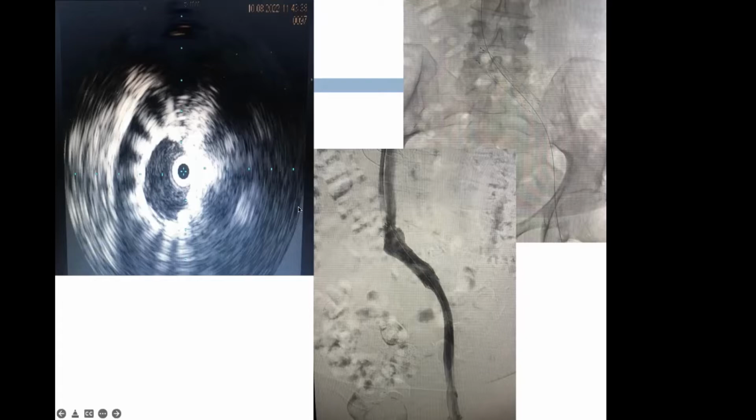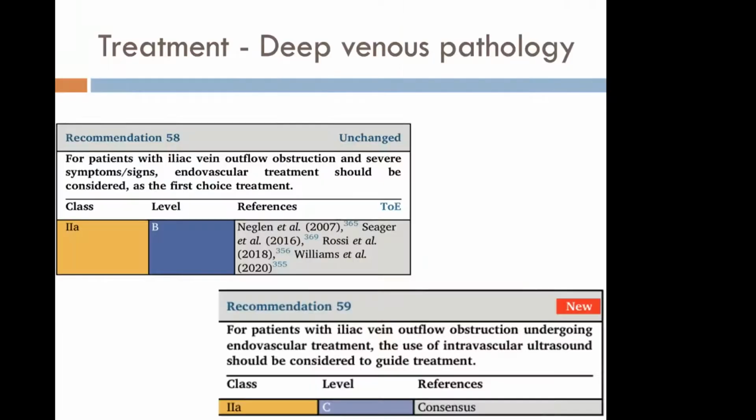So this lady's symptoms improved significantly and venous claudication symptoms have resolved. But we need to place them on anticoagulation because there's a risk of a DVT. Let's move on. I've gone slightly beyond my time, but I think basically the guidelines suggest that if a patient has a venous outflow obstruction, stenting is the way to go. That's the first choice treatment. We can move on.